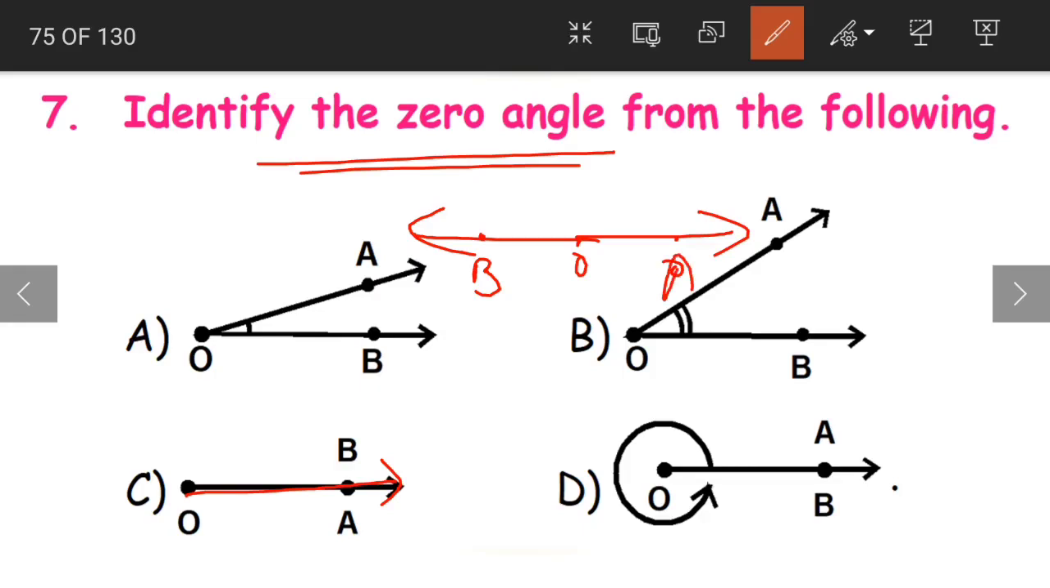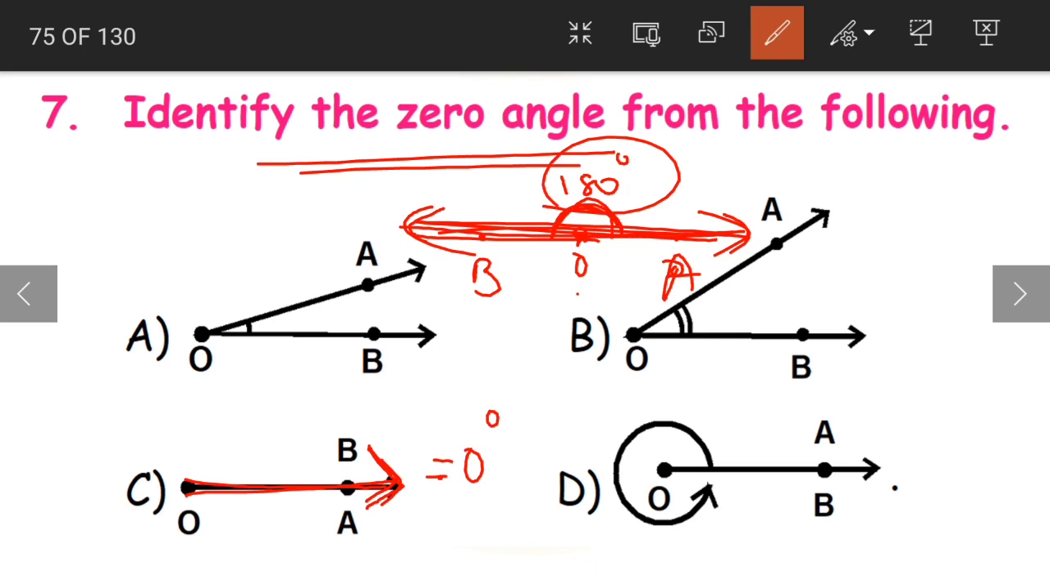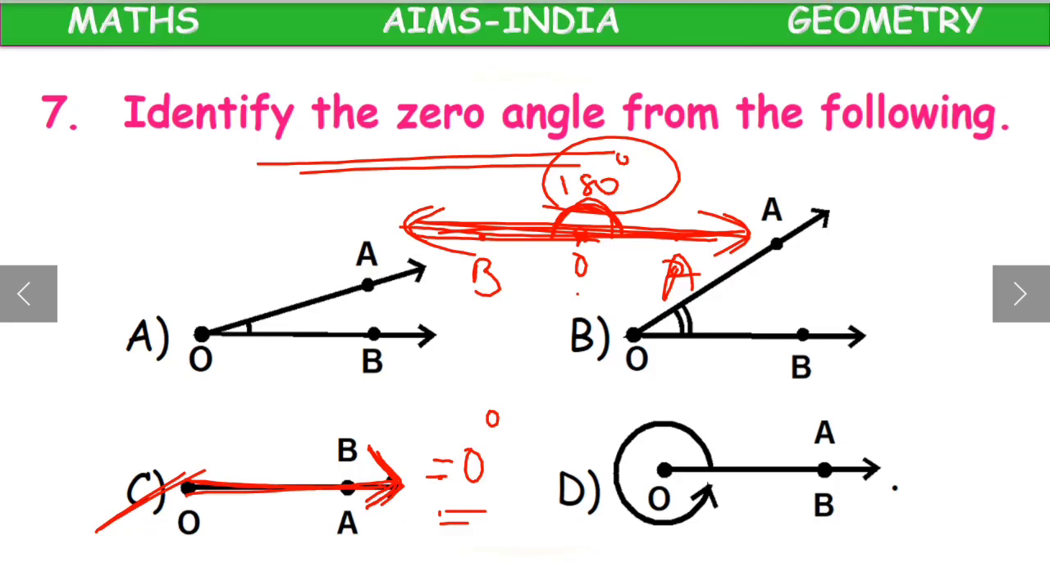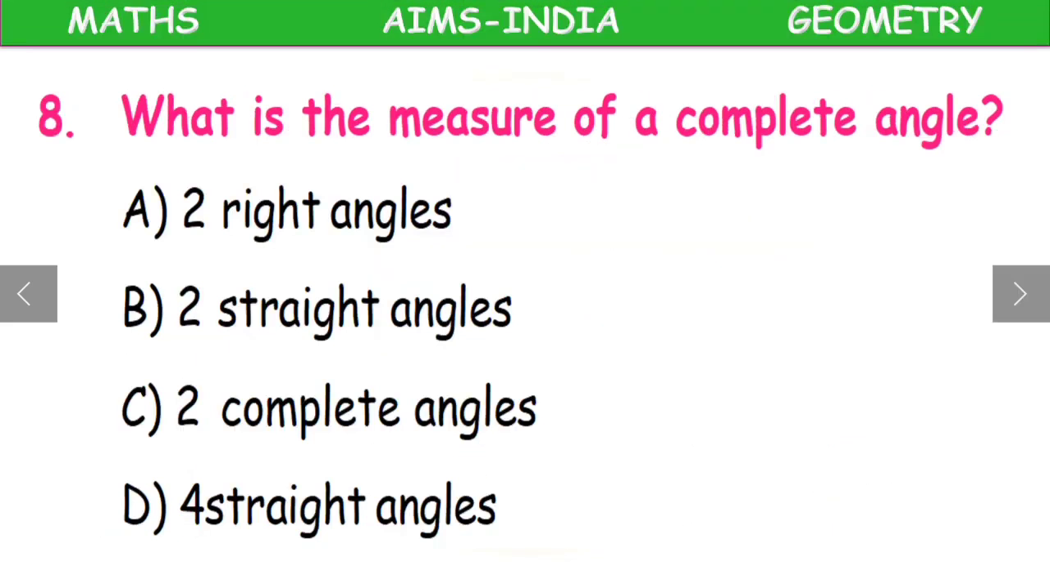If we are having two rays like this which are going in opposite directions from the vertex, then this will be the angle formed, children. Its angle will be equal to 180 degrees. When you are having only a single ray, its value is equal to 0 degrees. Yes, when you have a straight line, it is 180 degrees. When you have only a single ray, it is 0 degrees. So option C becomes our correct answer.